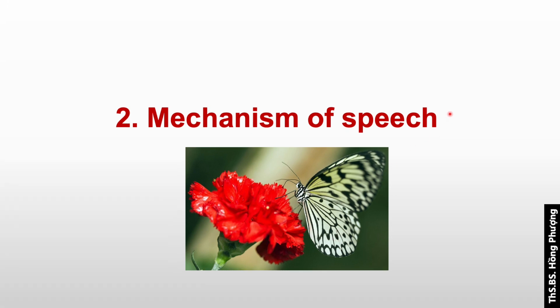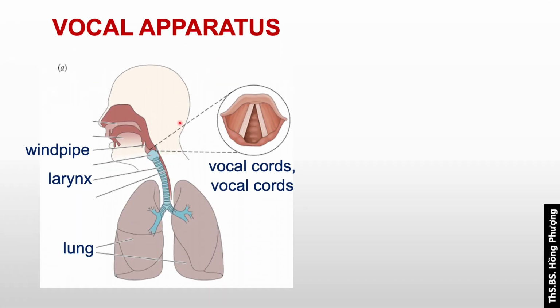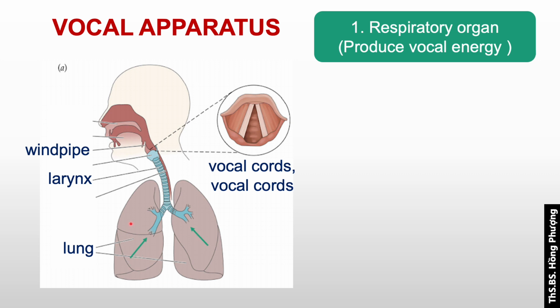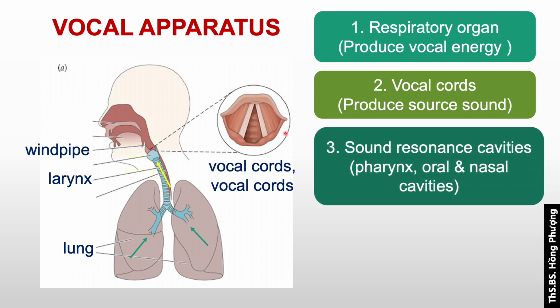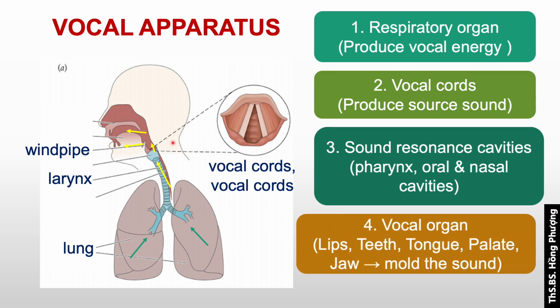Before learning about the mechanism of speech, we will recall the vocal apparatus. The vocal apparatus includes the respiratory organs, which produce the vocal energies. The vocal cords produce the sound cells. The sound resonant cavities are like the pharynx, oral cavity, and nasal cavity. The vocal organs include the lips, teeth, tongue, palate, and jaw, which mold the sound.